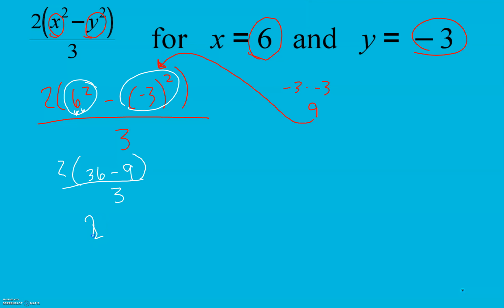Now remember that our fraction bar is like a parenthesis as well. It's a grouping symbol, so I have to do my numerator first. Then I can divide by 3 and get 18.